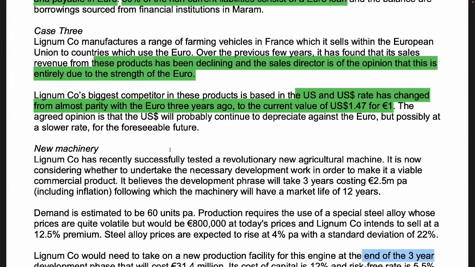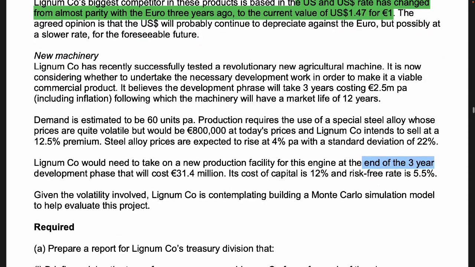Now, the next thing you got there, it says, once you do this, following which the machine will have a market life of 12 years. Demand is estimated to be 60 per unit per annum. Production uses a special steel alloy whose price is quite volatile, but would be 800,000 in today's prices. And Lignum intends to sell at a 12.5% premium, so I know how much money I'm making. Steel alloy prices are expected to rise 4% per annum with standard deviation of 20.